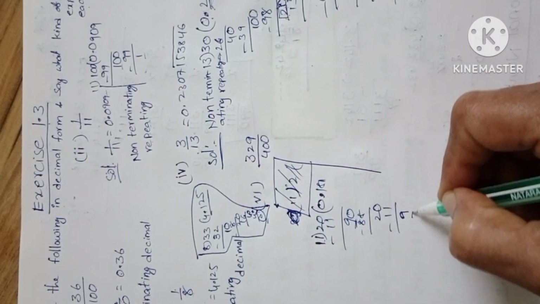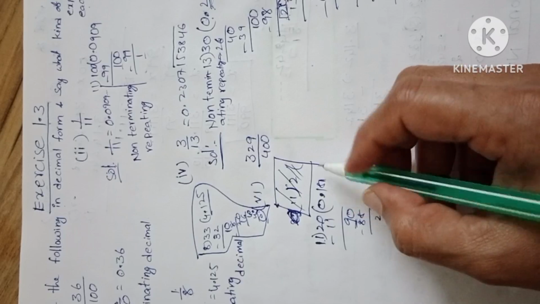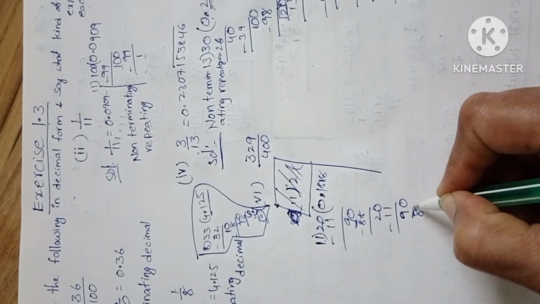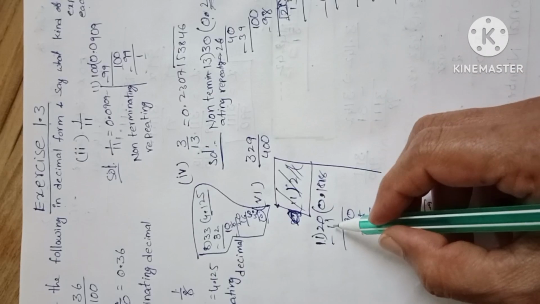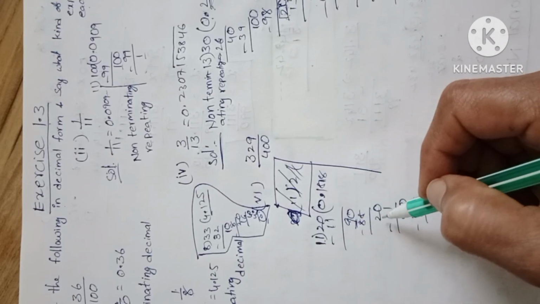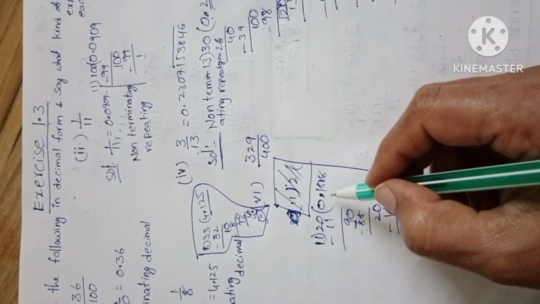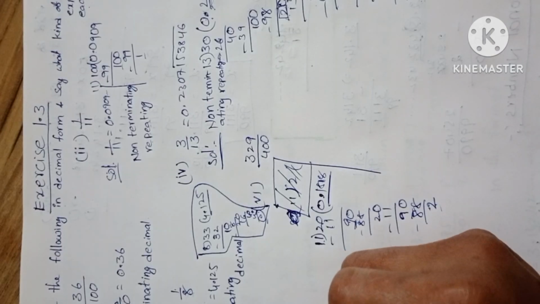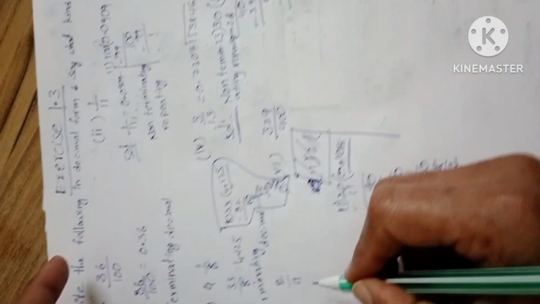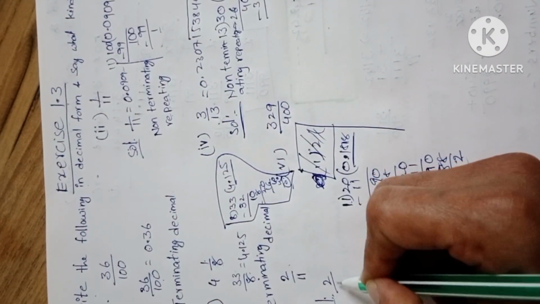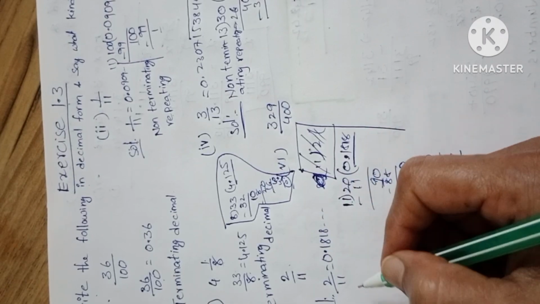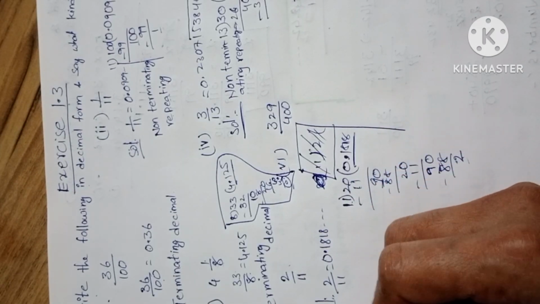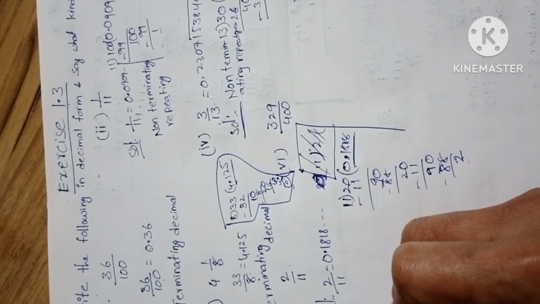Oh, the remainder is repeating. So it is going to repeat the same pattern of numbers, which is 88, remainder 2. So what is going to repeat? 1 8 is repeating in the quotient. Solution: 2 by 11 equals 0.1818 up to 7. So this is also a non-terminating repeating decimal.